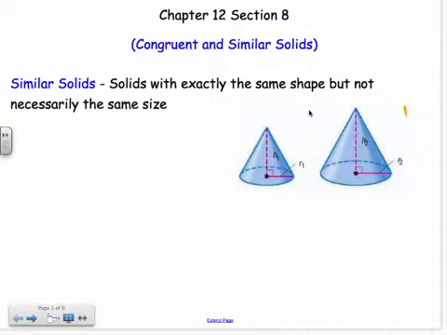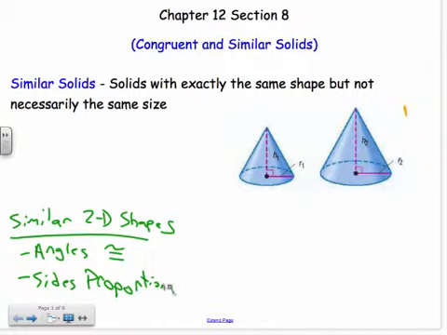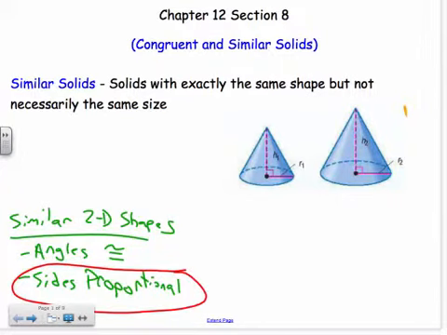If you remember our similar two-dimensional shapes, or polygons, right? They always had to have angles that were congruent and sides that were proportional. That basically holds true for our similar solids. The key we're looking for here is sides being proportional, right? So the ratios of the corresponding measures have to be the same.